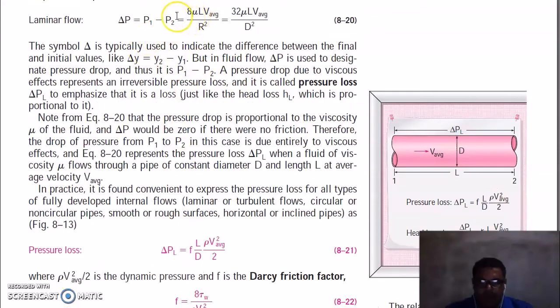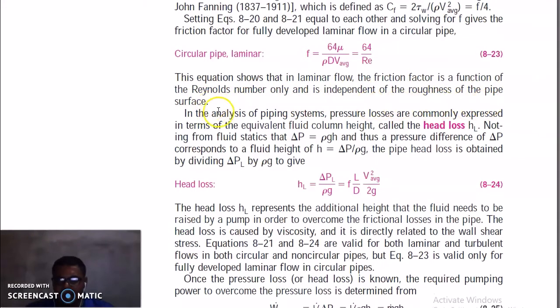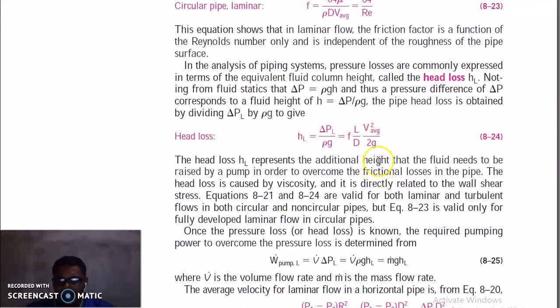Now if you equate this equation, which is pressure loss, and this equation, which is also pressure loss, you can find f in terms of these parameters. After equating equations 20 and 21, you will get a friction factor which is 64 by Reynolds number. This equation shows that in laminar flow the friction factor is a function of Reynolds number only and is independent of the roughness of the pipe. Also we express head loss h_L, which is delta P by rho g. So pipe head loss is obtained by dividing delta P by density times g, which will give this. This is the head loss.